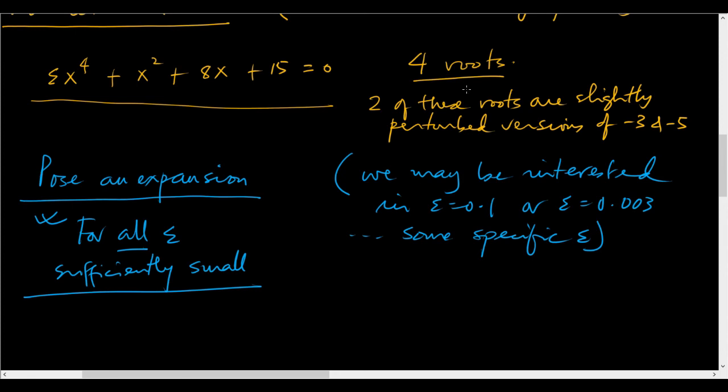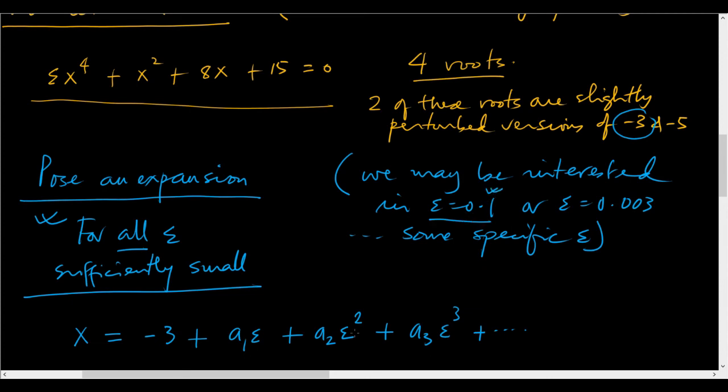So minus 3 is one of these roots. So let me try a root of the form x equals minus 3 plus a1 epsilon plus a2 epsilon squared plus a3 epsilon cubed plus dot dot dot. It may well turn out that for some epsilon the series is not convergent. However, we are not relying on that. What we are saying is that for epsilon sufficiently small, the series will be good if it is an asymptotic series, and it is clear that this form is asymptotic.